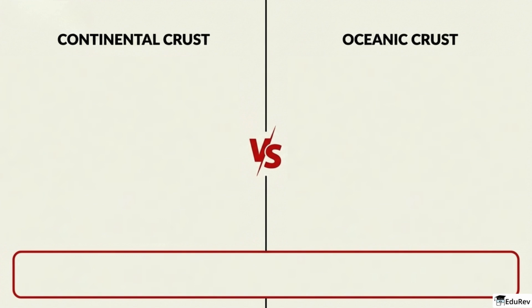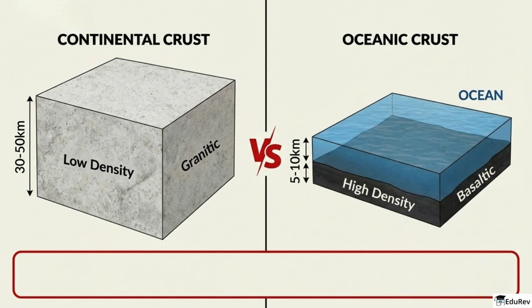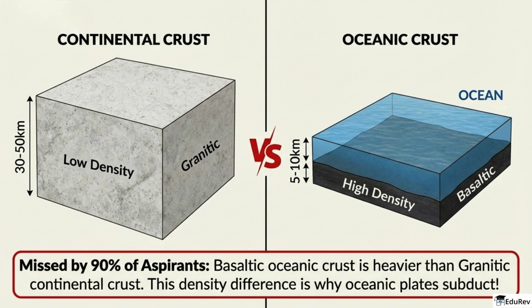Now separate two things you must never mix up: continental crust and oceanic crust. Continental crust is thicker, around 30 to 50 kilometers, and mostly granitic, so it is comparatively low density. Oceanic crust is thinner, around 5 to 10 kilometers, and mostly basaltic, so it is higher density. That one density line explains a lot. When an oceanic plate meets a continental plate, the oceanic plate is more likely to subduct because it is heavier.